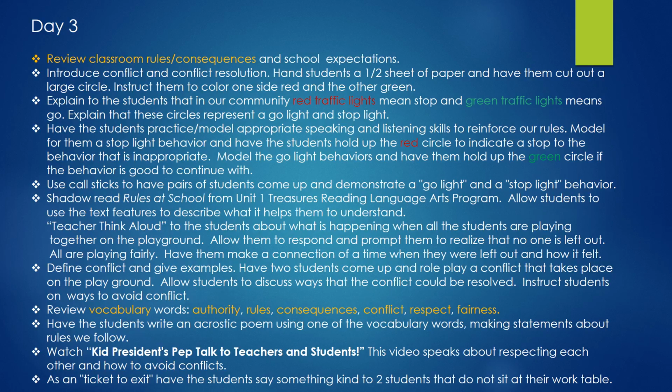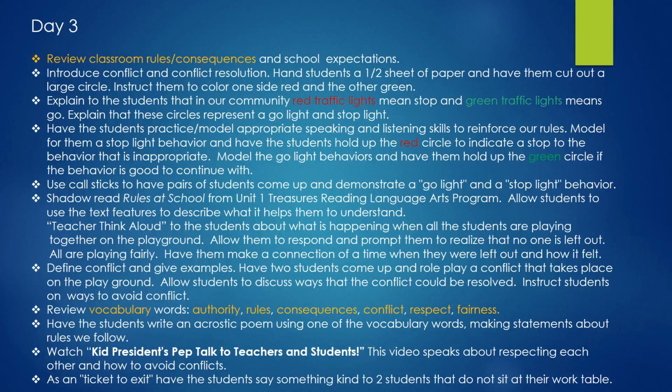Day 3. Review classroom rules and consequences that the students have set and agreed upon. Introduce conflict and conflict resolution. Hand students a half sheet of paper and have them cut out a large circle. Instruct them to color one side of the circle red and the other side green.